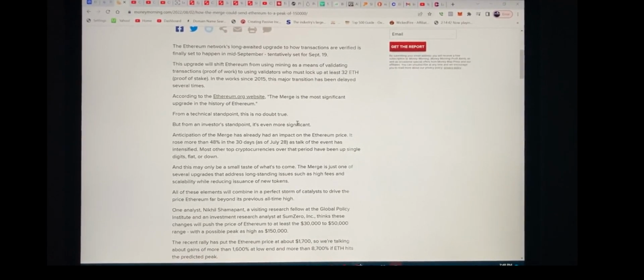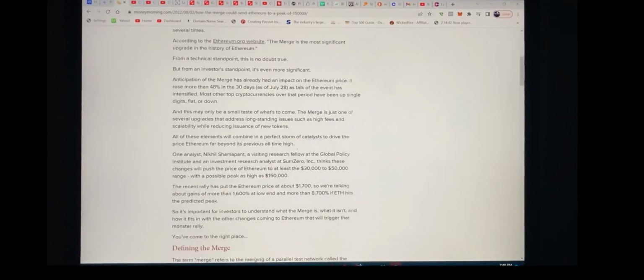According to their website, the merge is the most significant upgrade in the history of Ethereum. From a technical standpoint, this is no doubt true, but from an investor standpoint, it's even more significant. Anticipation of the merge has already had an impact on the Ethereum price. It rose more than 48% in the 30 days as of July 28th. As talk of the event has intensified, most other top cryptocurrencies over the same time are either up single digits, flat, or down. And this may be only a small taste of what's to come.